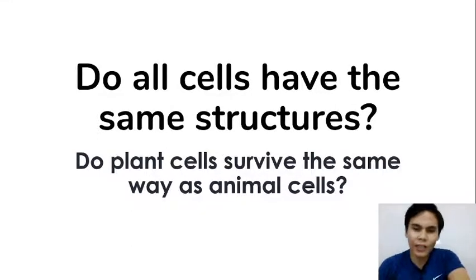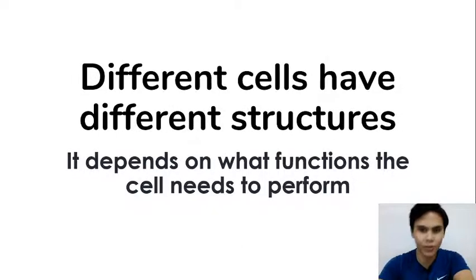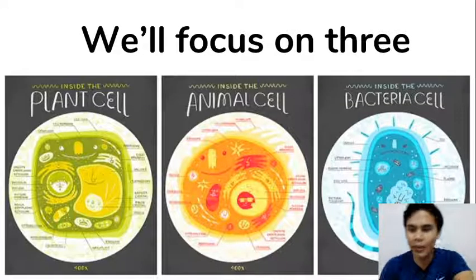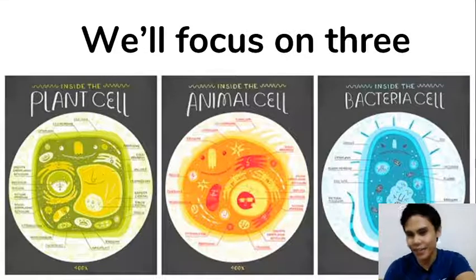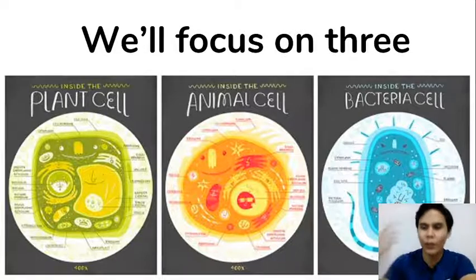So the first thing we should ask is, do all cells have the same structures? That's part of some of your activities. The short answer is no, different cells have different structures. It depends on what functions your cell needs to do, what structures it would need to perform well and to thrive in its environment. So we're going to focus on three types of cells: the plant cell, the animal cell, and the bacteria cell. We're going to go through the structures of each one.